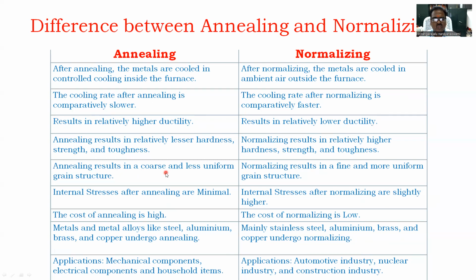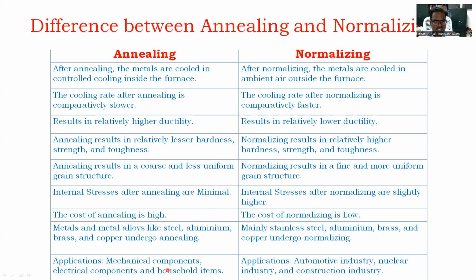Annealing results in a coarse and less uniform grain structure. Normalizing results in fine and more uniform grain structure. Internal stresses after annealing are minimal. Internal stresses after normalizing are slightly higher. The cost of annealing is high. The cost of normalizing is low. Metals and metal alloys like steel, aluminum, brass, and copper undergo annealing. Mainly stainless steel, aluminum, brass, and copper undergo normalizing.